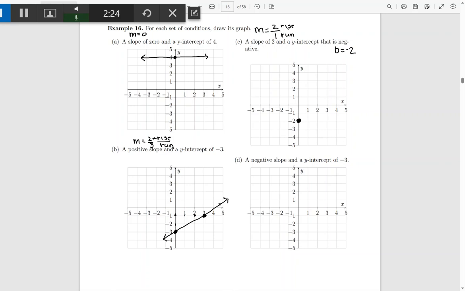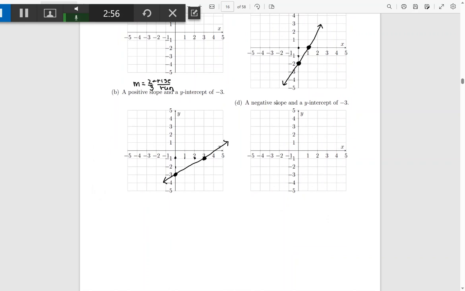And then I go up 2, because it's rise 2, and then run 1. So I go to the right 1. I go up because it's +2, and I go to the right because it's +1. And then I connect the dots. And again, you can see my slope was 2 here, so it's going uphill a little faster than what the other one was at 2/3.